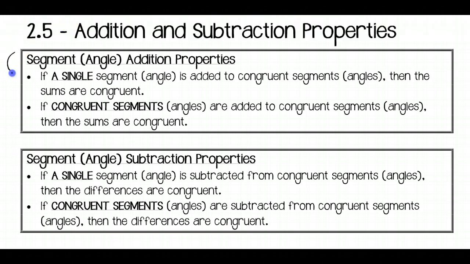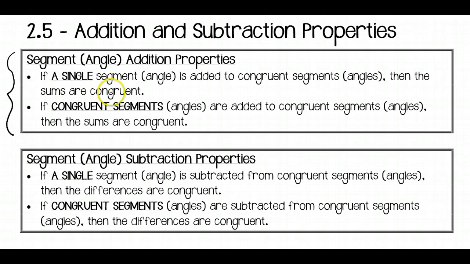over here. I just kind of combine them, so it's the segment addition properties and the angle addition properties. So if you're working with angles, you just substitute in the word angle or angles for the word segment or segments. And you see here I have a single segment bolded, underlined, and capitalized, and over here I have congruent segments bold and capitalized and underlined. So make sure you understand the difference, and again the pictures are going to be different for those as well.